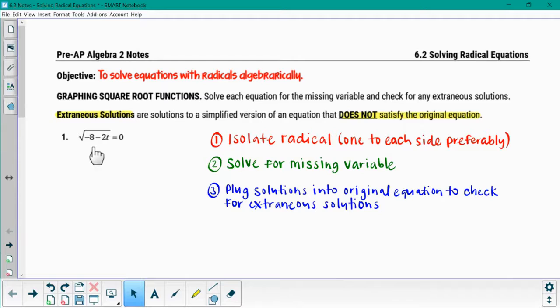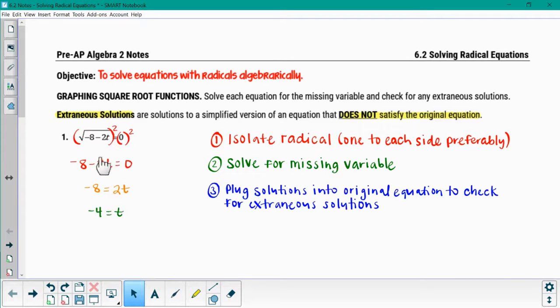So number one is already set up very nicely for me. I have one radical, it's isolated on the left-hand side. So now I'm going to go in and I'm going to square both sides of the equation. When I square the left side, the radical cancels out, leaving me with -8 minus 2t, and 0 squared is just 0. Going to do some steps for solving.